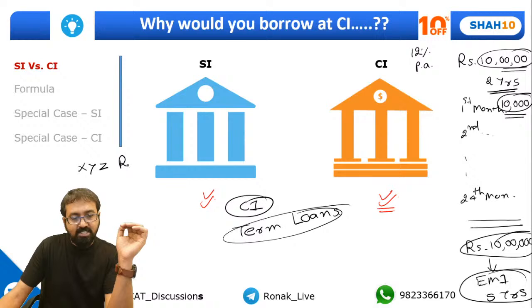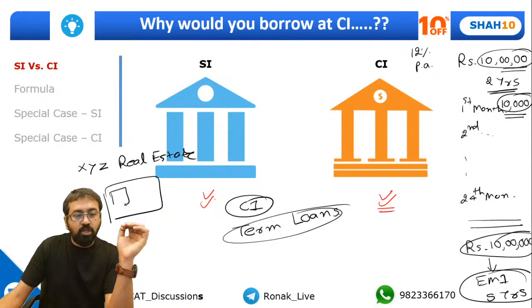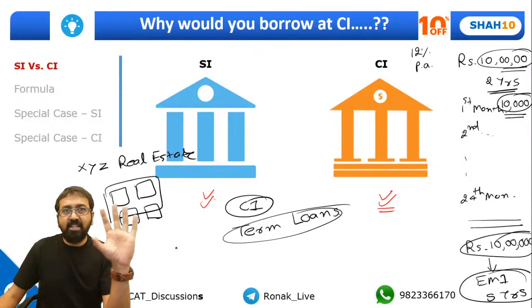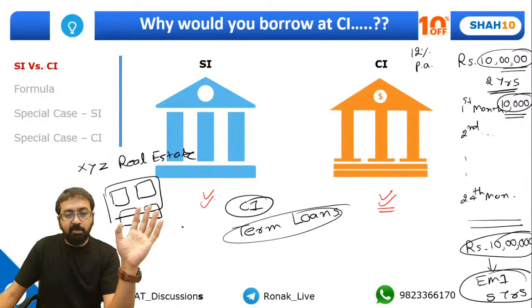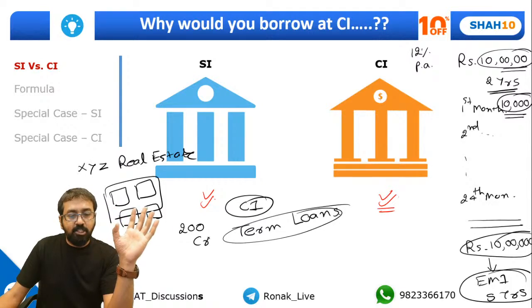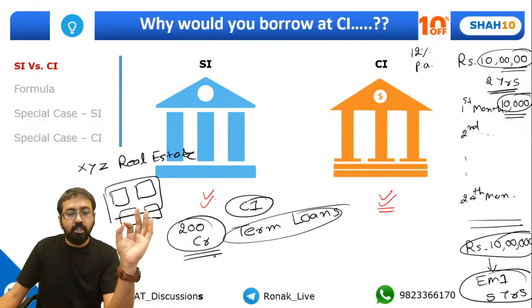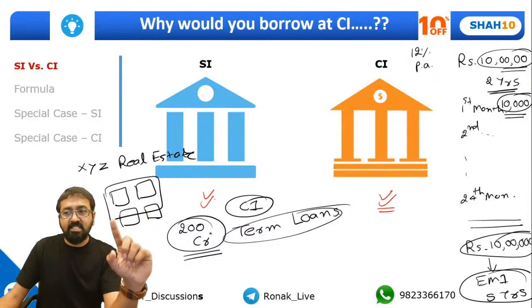Okay? A real estate company. Now this builder has some piece of land and he wants to construct some flats over here. But then he doesn't have money to construct these flats. He has estimated that the total cost of building these flats will come out to be say 200 crore. And so what he'll do is he'll go to the bank and ask, okay, please give me a loan of 200 crores for a period of 3 years, because he has estimated that the complete construction cost is going to be 200 crore.